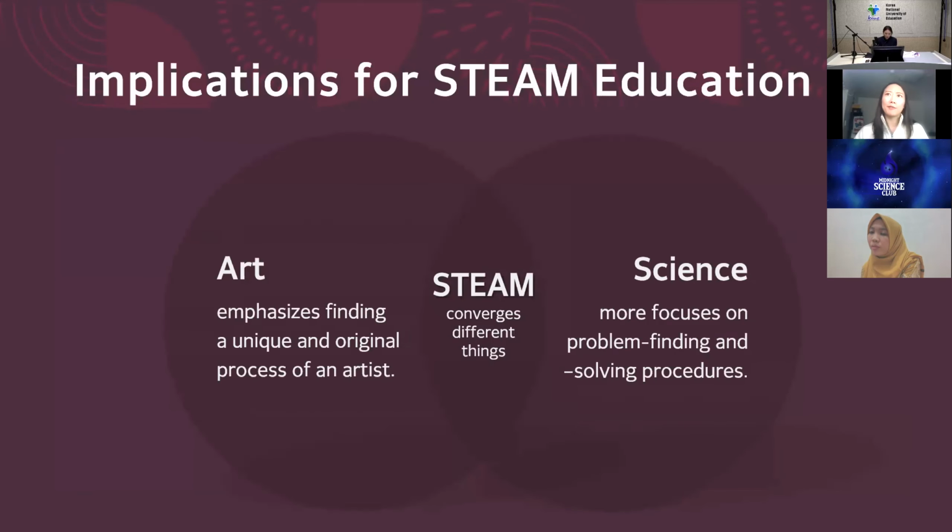Then, how do these differences affect the practice of STEAM education? STEAM education basically pursues convergence among different knowledge areas. Each area values creativity, but the perception of creativity, that is, the elements of creativity in each domain, can be different. Creativity in science is generally based on professional knowledge and focuses on problem finding and solving procedures, whereas artistic creativity more emphasizes finding a unique and original process, encouraging diverse perspectives and irrational thoughts and expressions.